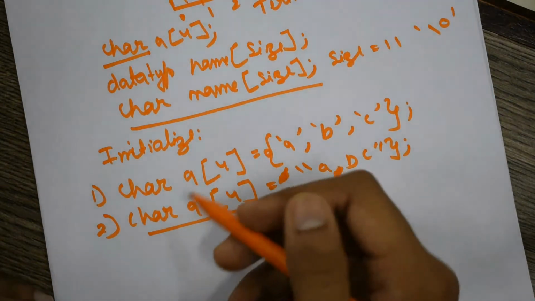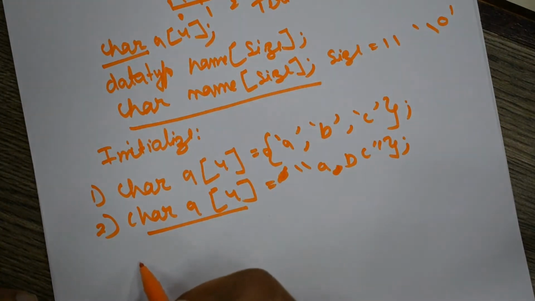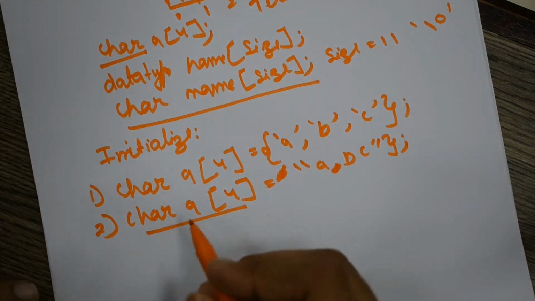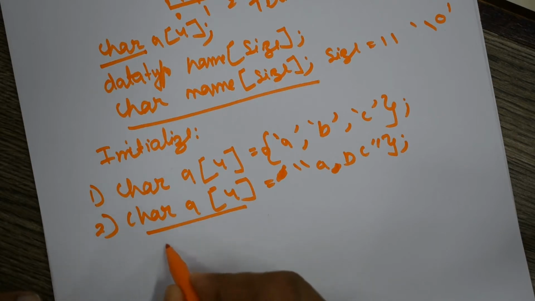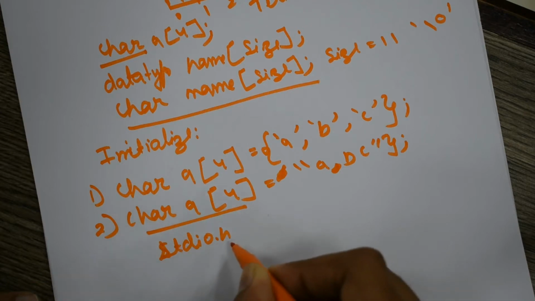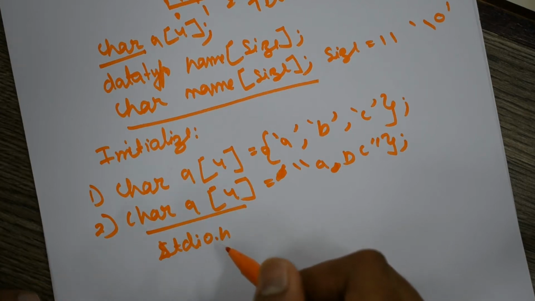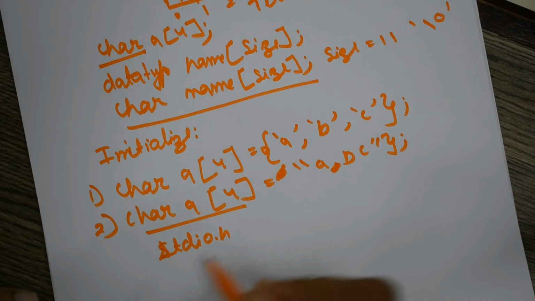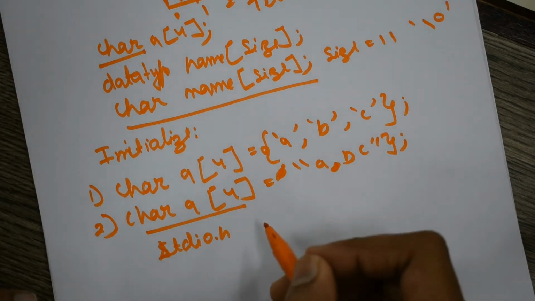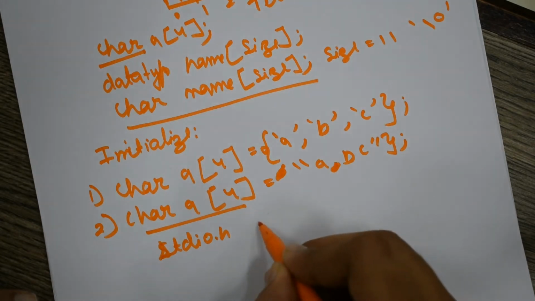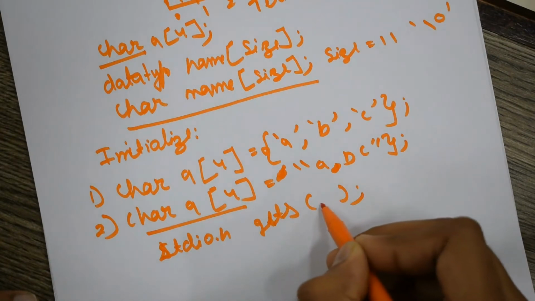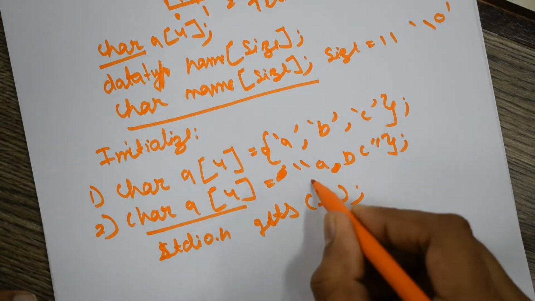The next part is initialization through a function. There is a predefined function in the standard library, the header file stdio.h. Every keyword is in small case, lowercase. So stdio.h, that is the standard input output library, has a function known as gets, where there is an argument which we have to put in.